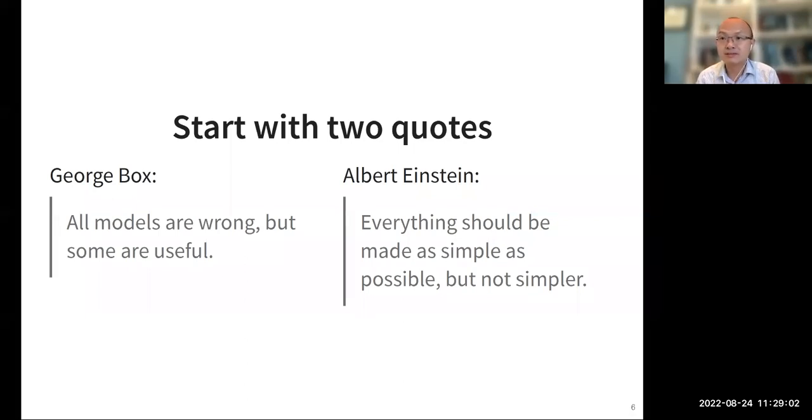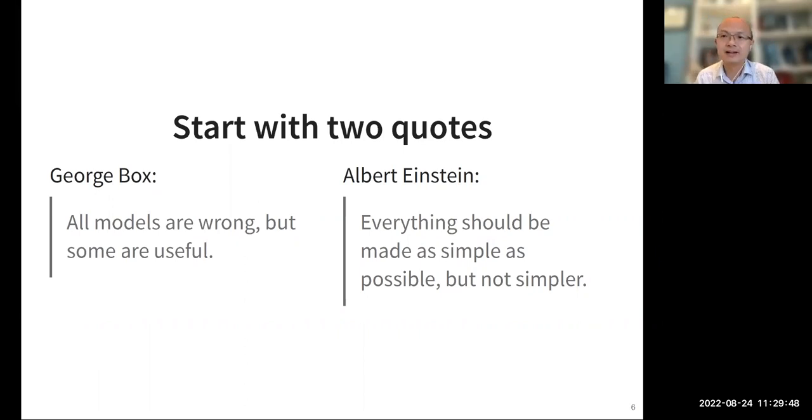But some are useful, which means we are not trying to build a perfect, accurate, correct model. We are using the model to simulate, to rebuild the real world, and to try to understand the relationships between different moving parts. And that understanding can be very useful for our analysis, to support our decisions. That's why it's called all models are wrong, but some are useful. So we are not trying to build a perfect model. We are trying to build a useful model.